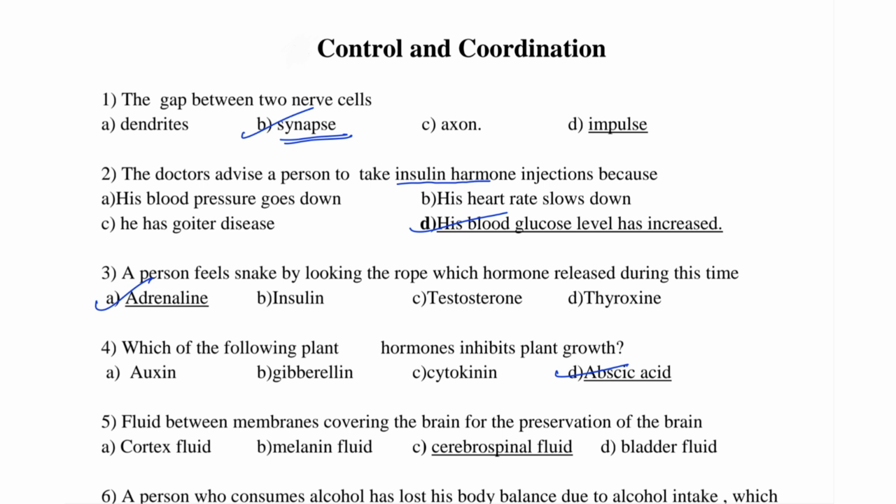Question number 5. Fluid between membranes covering the brain for the preservation of the brain is option A, cortex fluid. Option B, melanin fluid. Option C, cerebrospinal fluid. Option D, bladder fluid. Right answer is option C, cerebrospinal fluid.